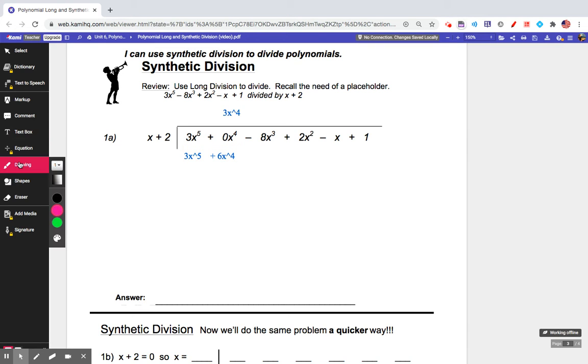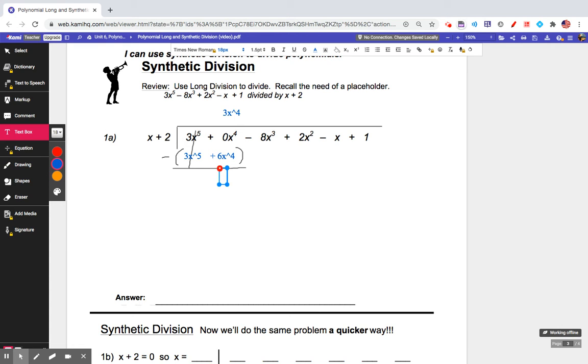All right, what we do next is we subtract. Now when we subtract, remember we're subtracting off a binomial. And so we're going to change the sign of each one of these things and then add. This is 3x to the 5th and then a negative 3x to the 5th. They cancel out. We design them to cancel. 0 minus 6x to the 4th is negative 6x to the 4th. And then remember, we bring down the next term, a negative 8x cubed.